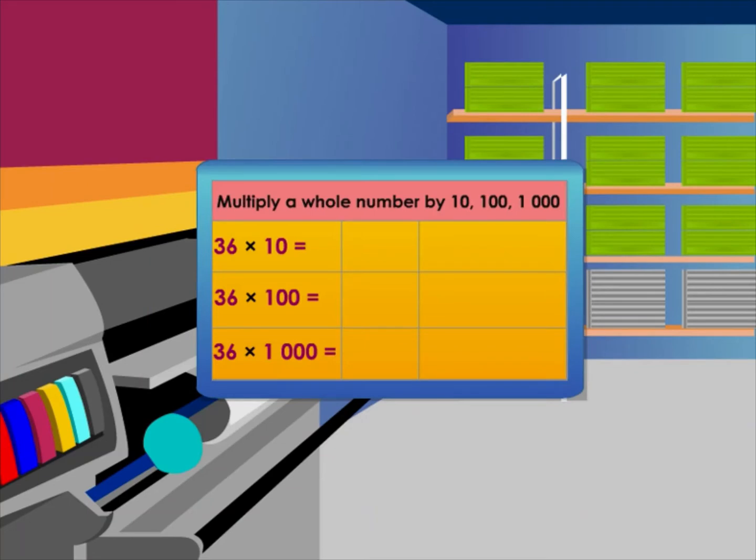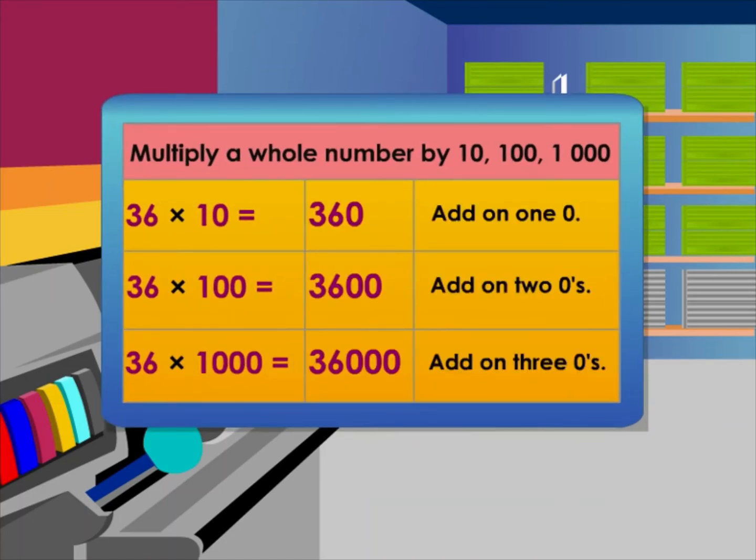How do we multiply a whole number by 10, 100 and 1000? Look at the examples. 36 times 10 is 360. We add on 1 zero. 36 times 100 is 3,600. We add on 2 zeros. 36 times 1,000 is 36,000. We add on 3 zeros. Notice that we add on as many zeros as appeared in the multiplier.